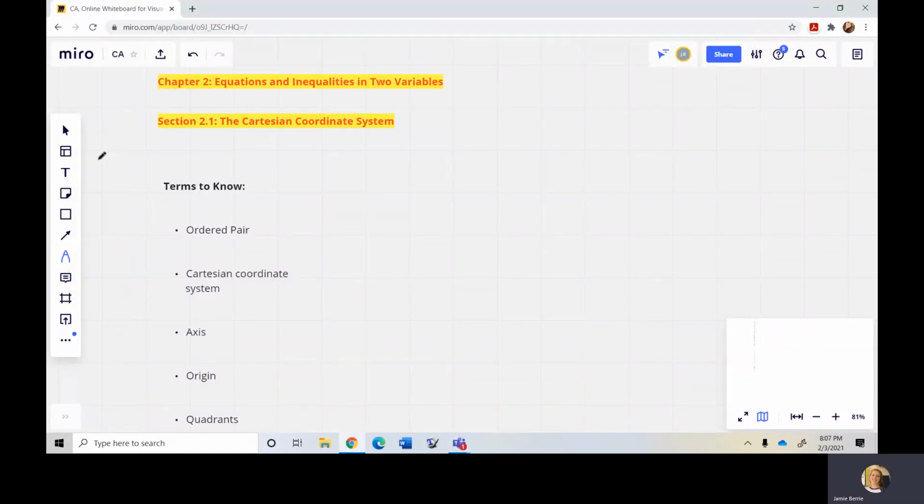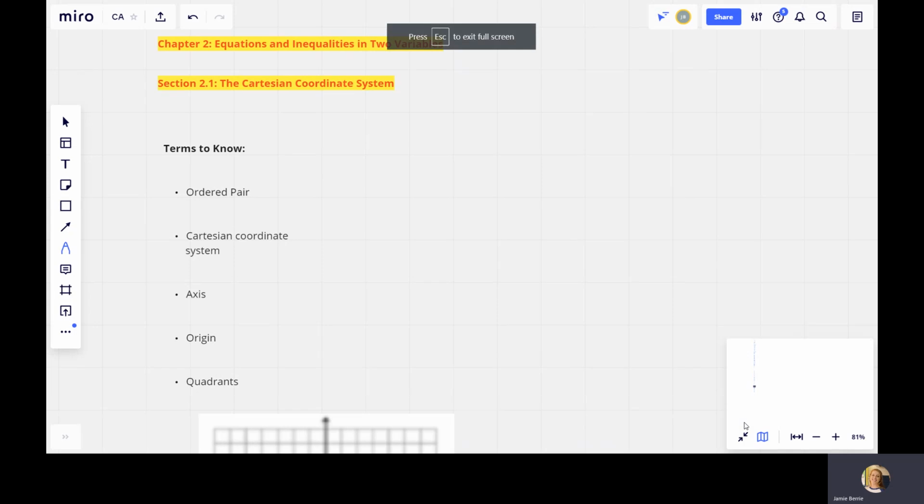In this video, we are going to go over section 2.1. So we're starting chapter 2 today. Chapter 2 is called Equations and Inequalities in Two Variables. And section 2.1 is specifically about the Cartesian coordinate system. You probably already know a lot of this information, and so some of this may be review for you.